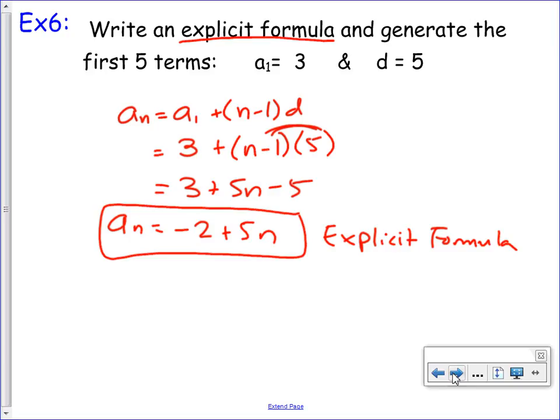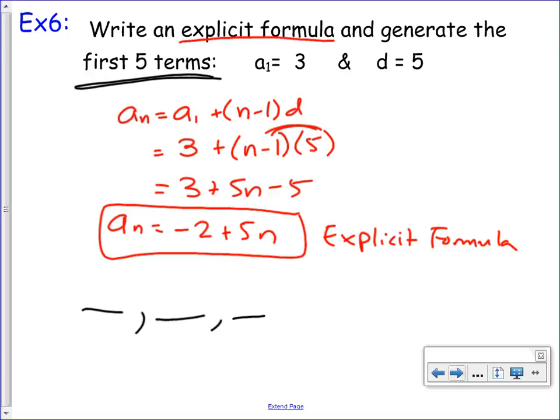So that'll help you find like the 123rd number. Basically, if you want to find a crazy number, plug in 123 and then solve. But if it's only the first 5 numbers, that's silly. It's not going to work that hard.